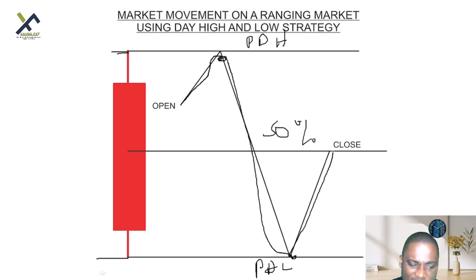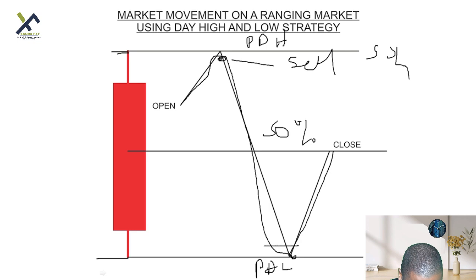So my target here should be the pool. This is the sell side liquidity pool, and this happens to be the buy side liquidity pool. So my target here is the pool. I don't have anything to do with the 50% Fibonacci level. My entry should be just like I've explained below here. This is where my sell entry will be, and my buy entry will be above the day low.